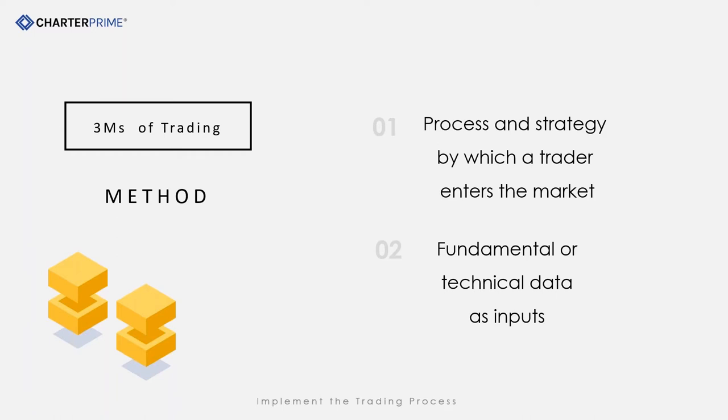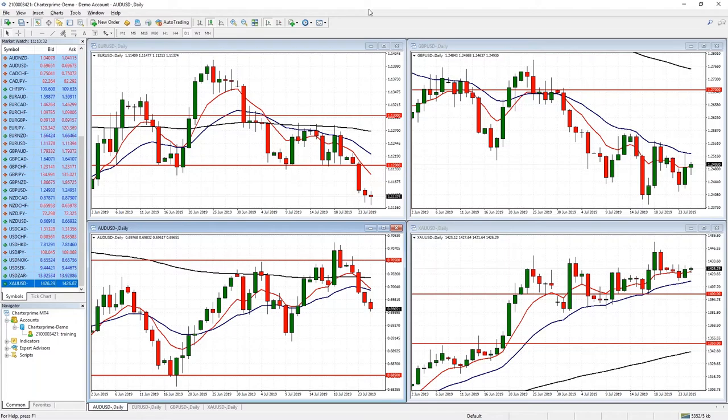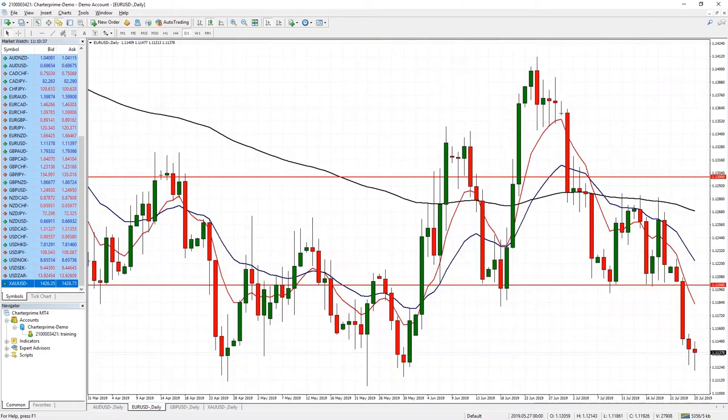So just quickly on the method, before we talk about the money and the mindset, and then we'll talk more specifically about managing risk. To me, the methodology is just the strategy. It's just, you know, how do we, let me just bring up MT4 for starters. So just wait for a second for that to come across on your screen. So, you know, to me, and again, we'll talk about this in far greater detail in other webinars in the future and other live seminars that I'll do in the future with Charterprime.